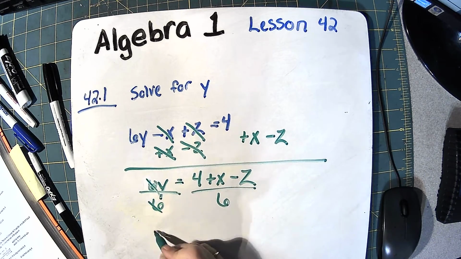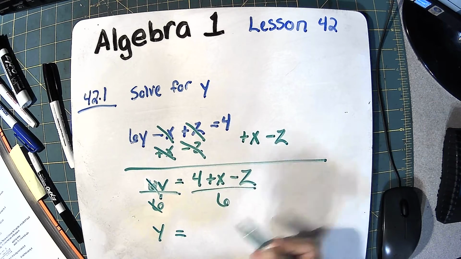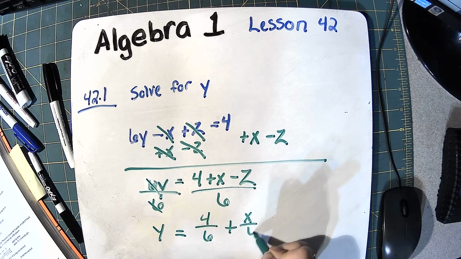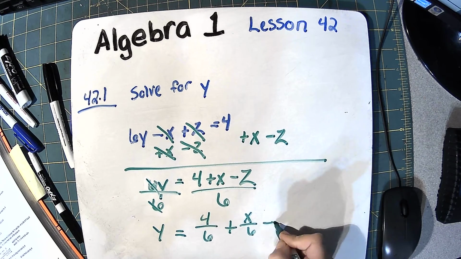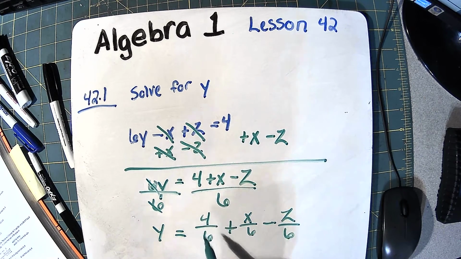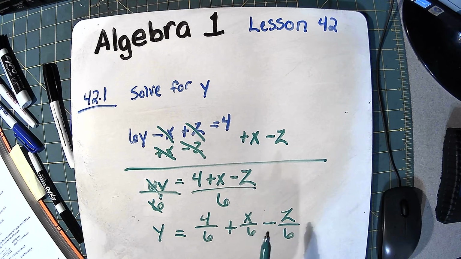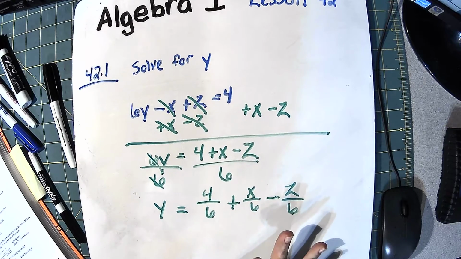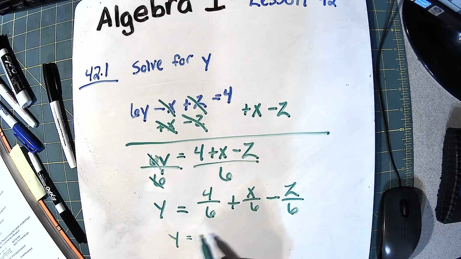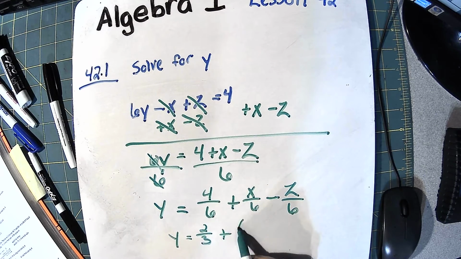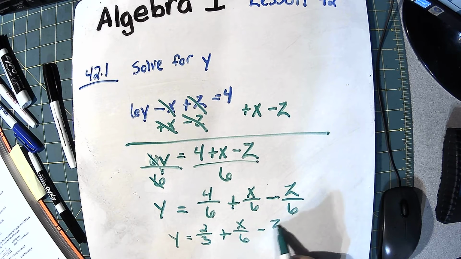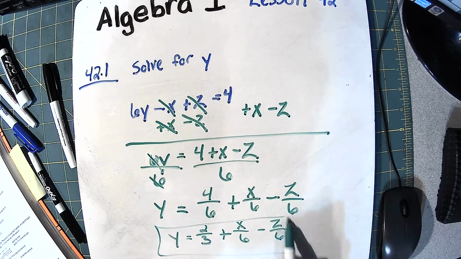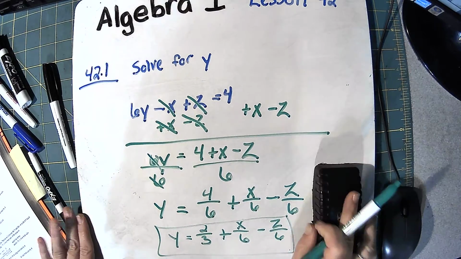So those canceled. So we've got y equals, so we can pull this apart and say 4 over 6 plus x over 6 minus z over 6, and 4 over 6 is going to be 2/3. So that's going to go down to 2/3. Y equals 2 over 3 plus x over 6 minus z over 6. So that is the answer to that one. All we did was just rearrange the problem so that we have y on one side of the equal sign.